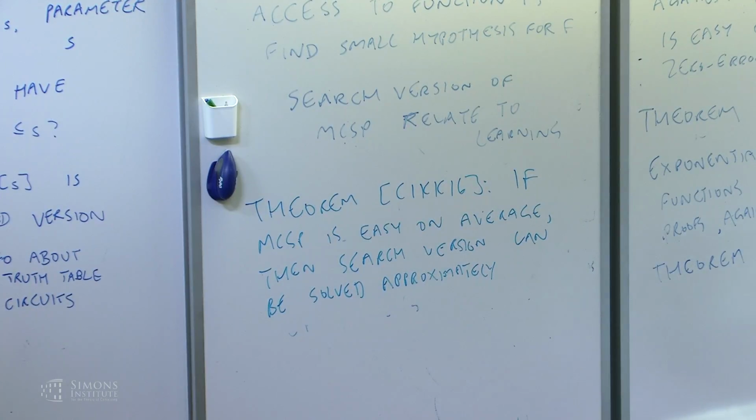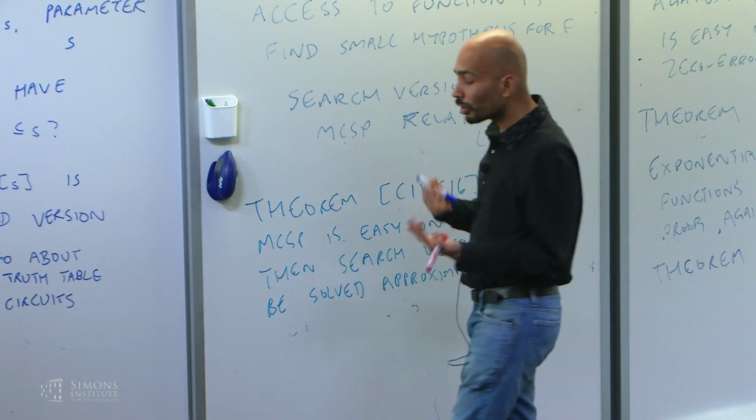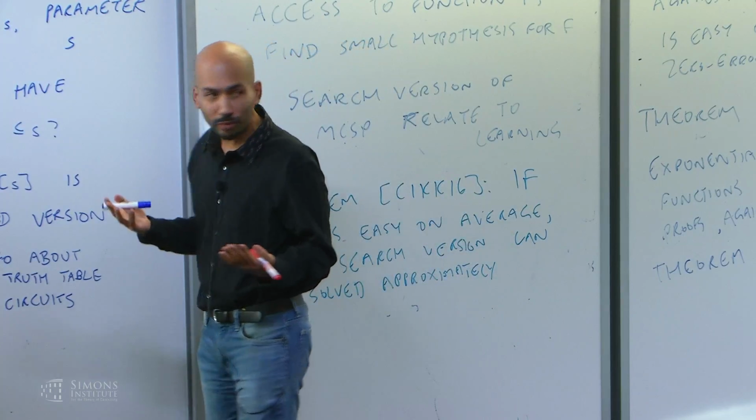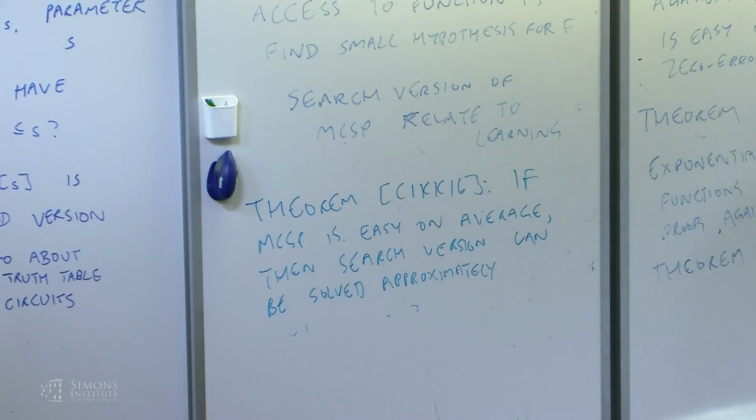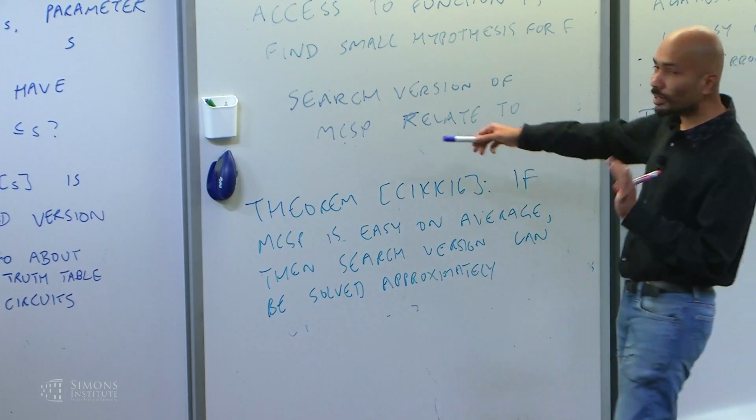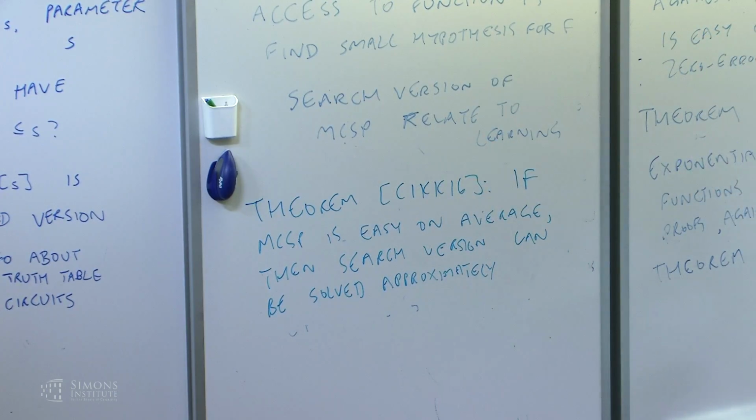So it was open until this paper how to get a search to decision reduction even for MCSP, right? It's easy for SAT. If you know how to solve SAT in polynomial time, you can find a satisfying assignment just by setting bits incrementally and checking satisfiability. So there's an easy search to decision reduction for SAT. And this is completely open for MCSP. It's something we didn't know at all for MCSP.